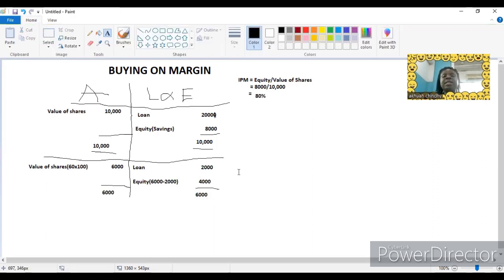So we see that our equity has fallen from 8,000 to 4,000. Why? Because the value of the shares has fallen, the price has fallen. Get it? So why should it be so? Because you, the investor, are hoping that prices will rise so you can sell and gain. But if prices fall and you sell, you're going to lose. You bought it at 100, then you are selling it at 60, you lose 40. So obviously, your equity will fall.